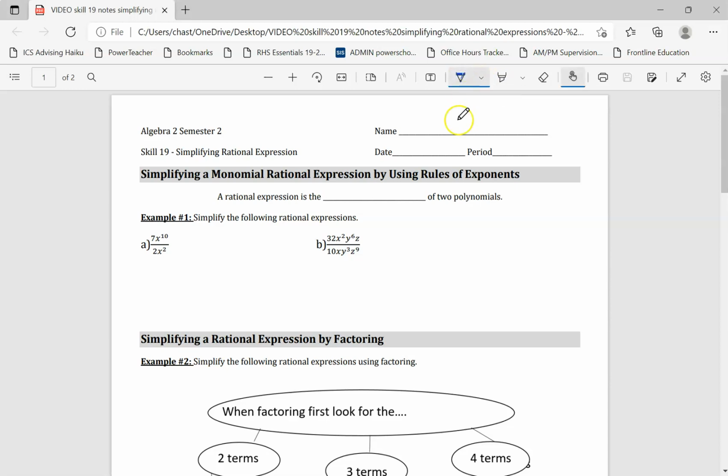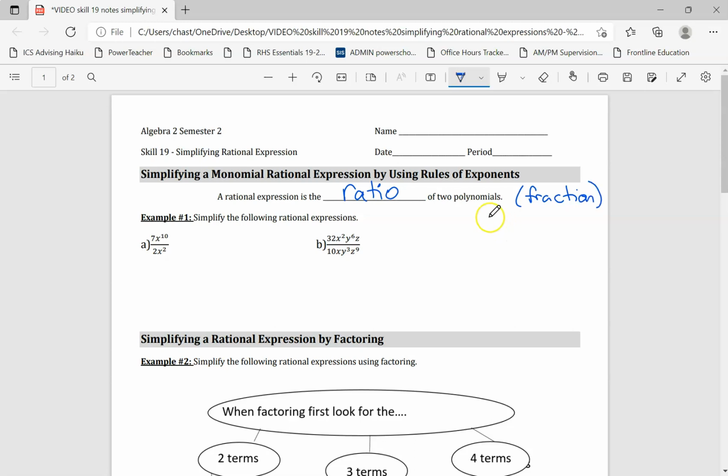Hello, Algebra 2 students. This is Mr. Bear, and I'm going to talk to you today about how to simplify rational expressions. All right, so a rational expression is simply just the ratio of two polynomials, meaning we're writing a fraction. Okay?